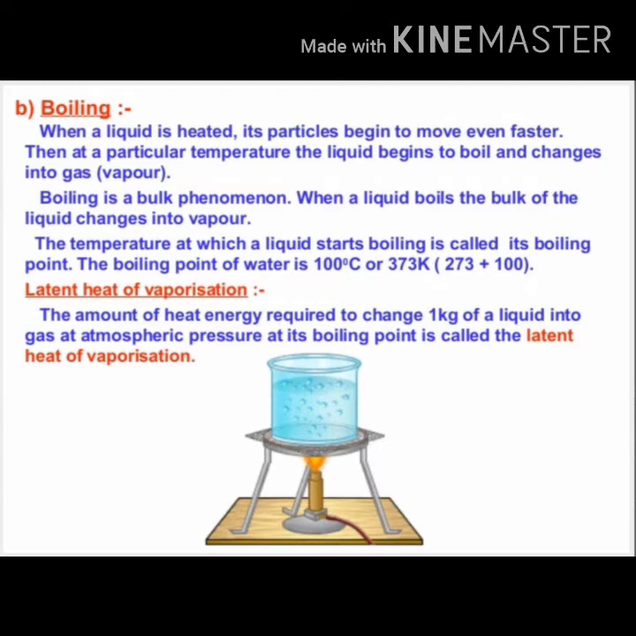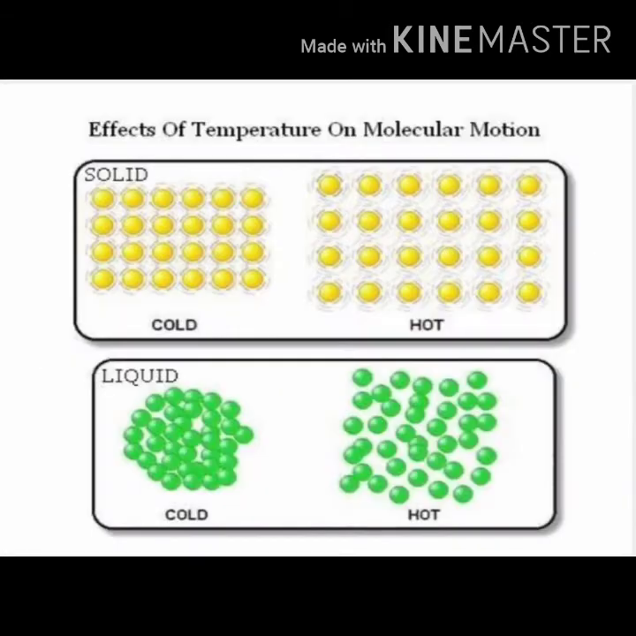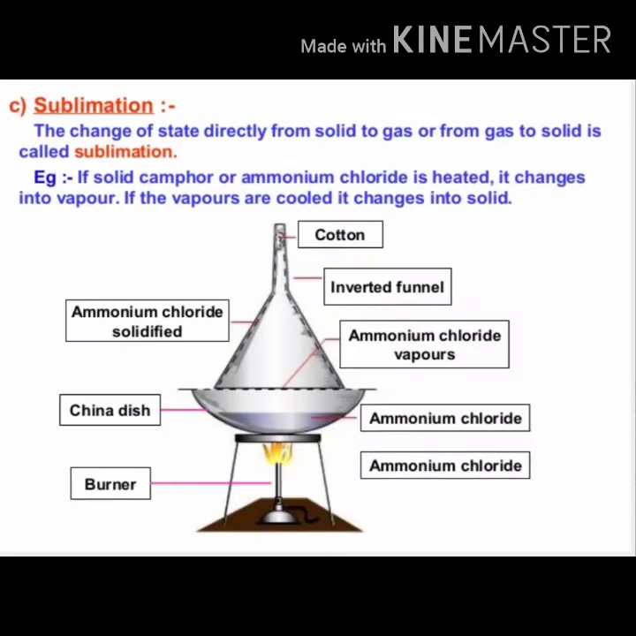What is latent heat of vaporization? The amount of heat energy required to change 1 kg of liquid into gas at atmospheric pressure at its boiling point is called the latent heat of vaporization. See the effects of temperature on molecular motion. In solid, when it is cold and when it is hot, and in liquid, when it is cold and when it is hot, as you can see in the picture.